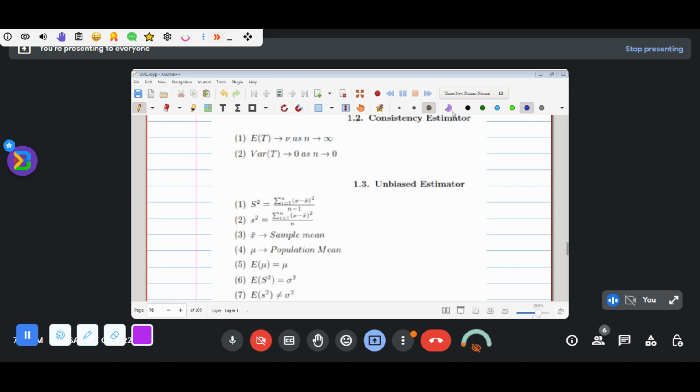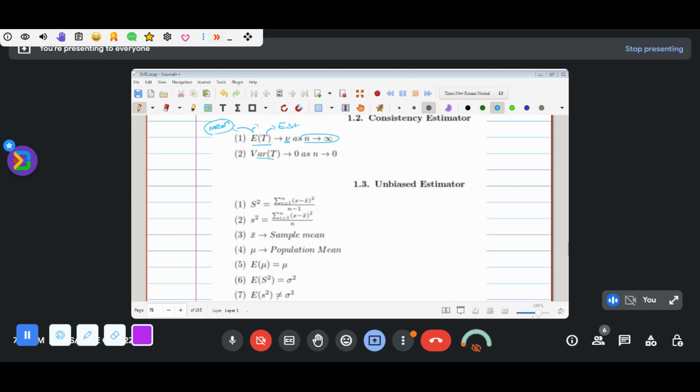So, what is the meaning of a consistent estimator? E of t, you already know, is the expected value, which is the mean. Here t is the estimator, maybe a normal distribution estimator or a Poisson distribution estimator, any one of them. E of t is the expected value and t is the estimator. Therefore, E of t tends to some finite value as n tends to infinity.